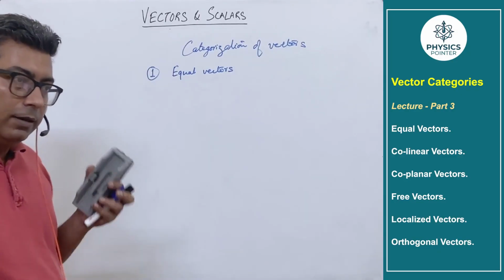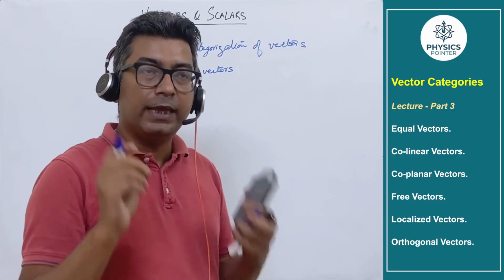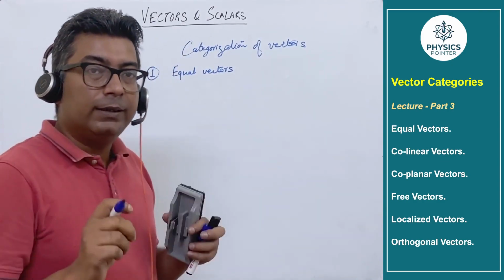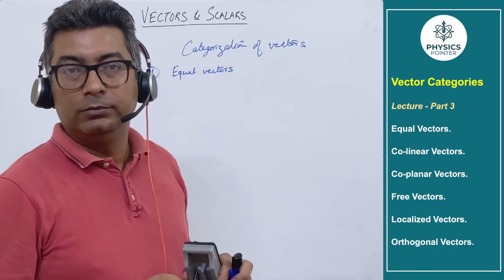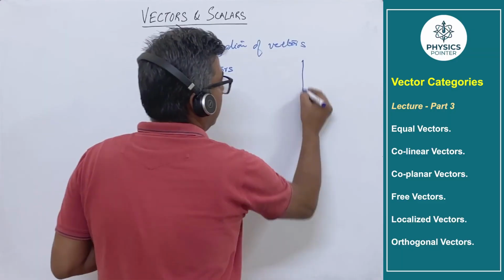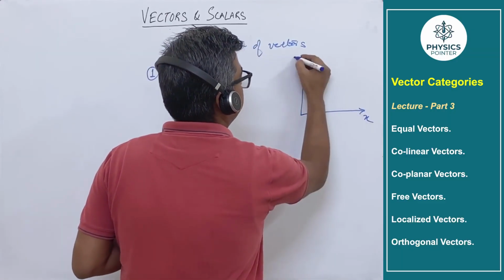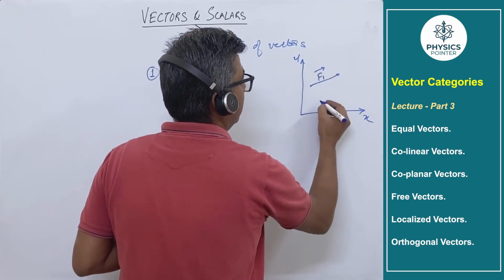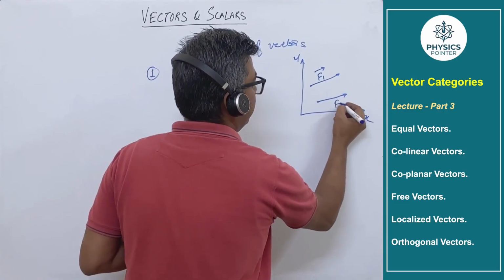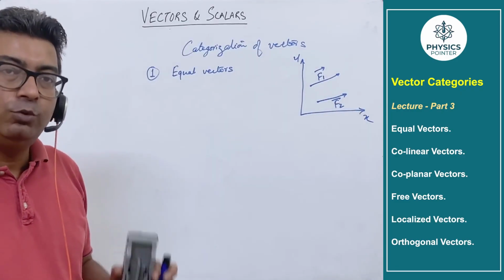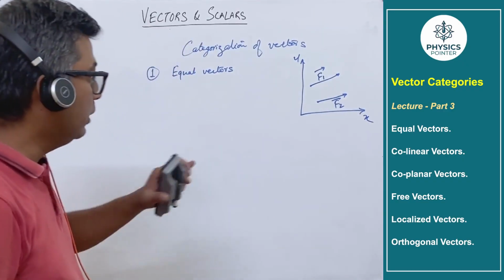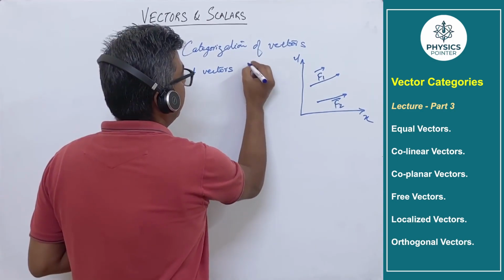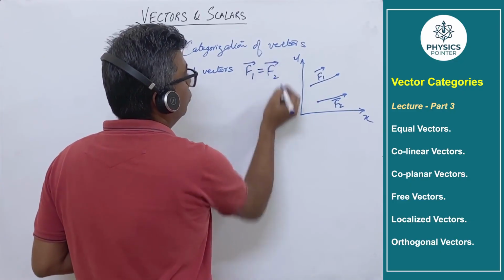What are equal vectors? Vectors which have exactly the same magnitude and the same direction. It is not important whether they share the same origin or not. So for example, if I have a Cartesian system, a force vector, let's say F1, and another vector F2, then F1 and F2 are equal vectors. However, you can see that they are not acting at the same place. You can simply write it as F1 is equal to F2. That's it.